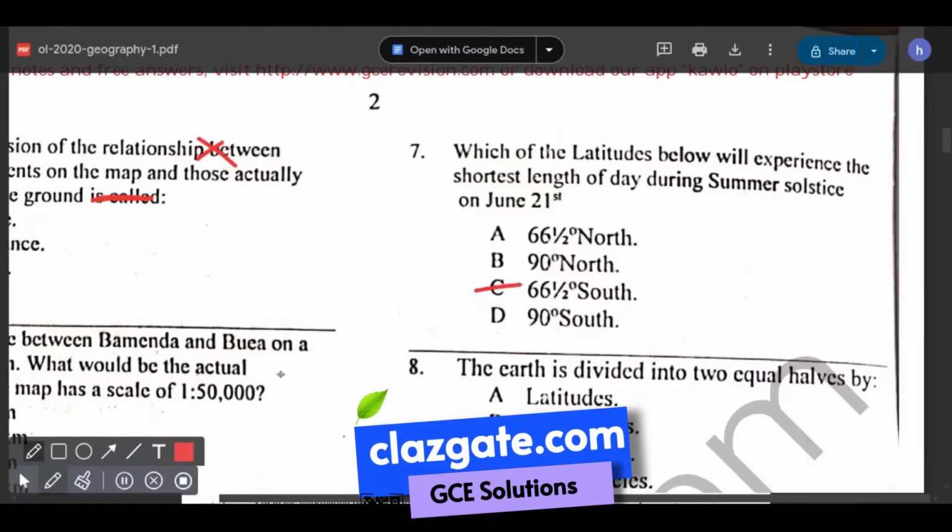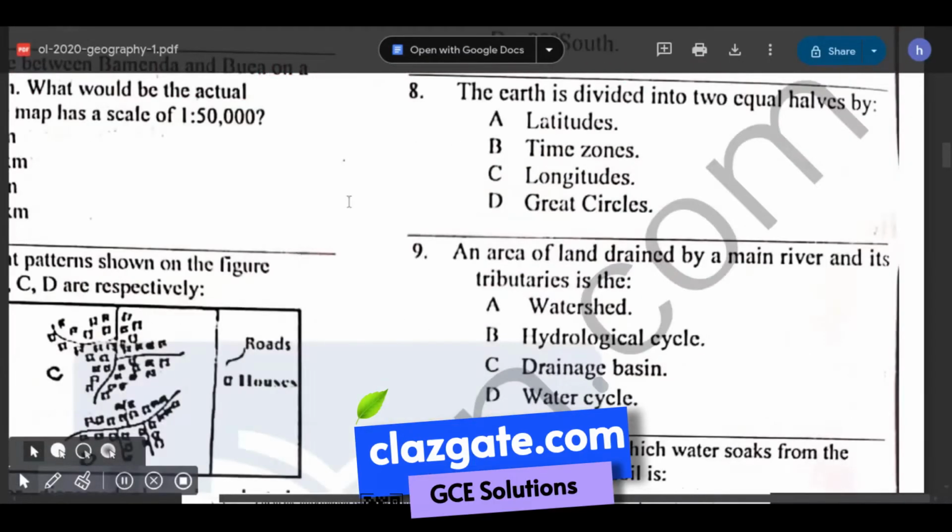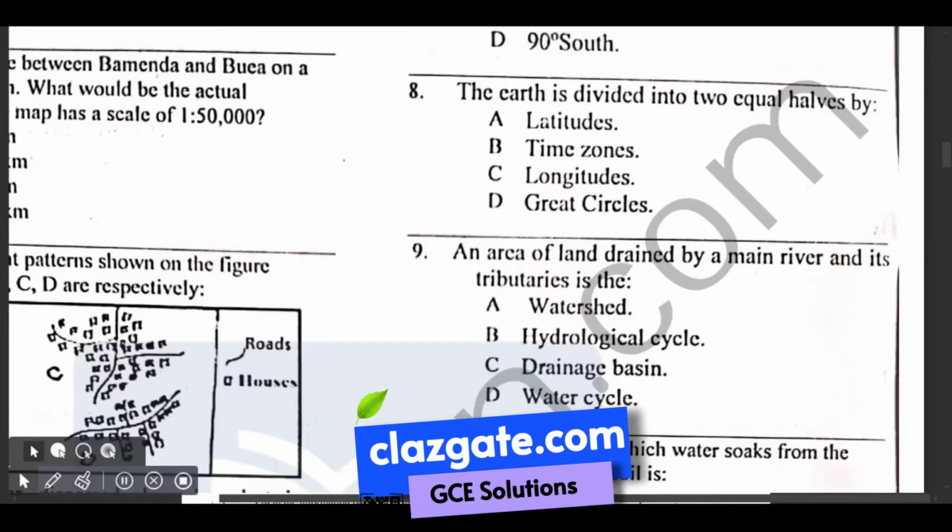Question number 8. The earth is divided into 2 equal halves by A. latitudes, B. time zones, C. longitudes, D. great circles. Well, the earth is divided into 2 equal halves by the longitude, because lines of longitude run vertically from pole to pole, dividing the earth into eastern and western hemispheres.